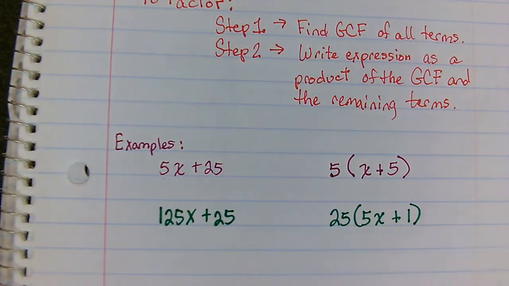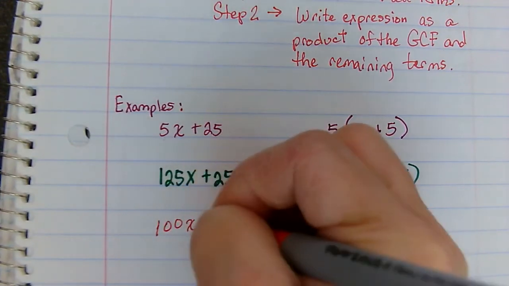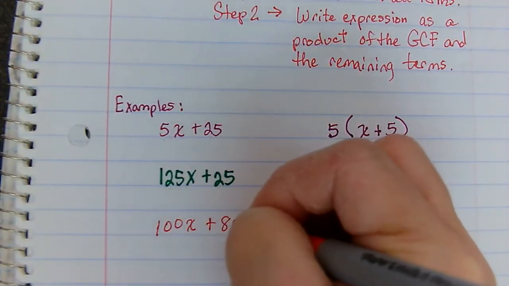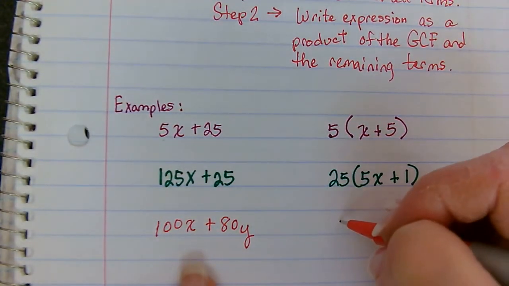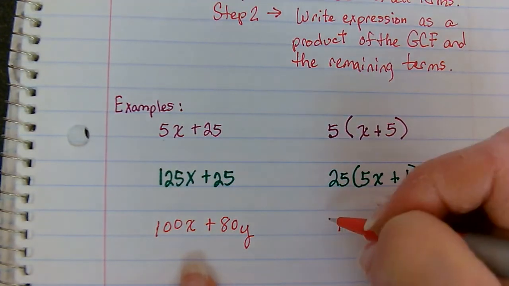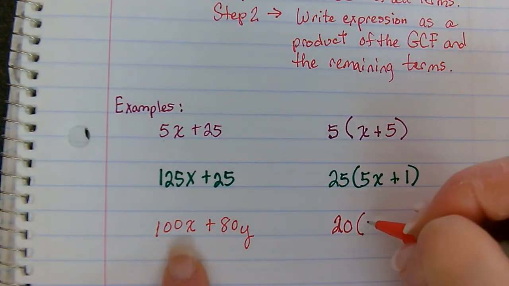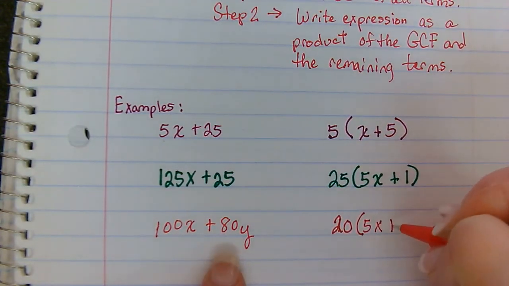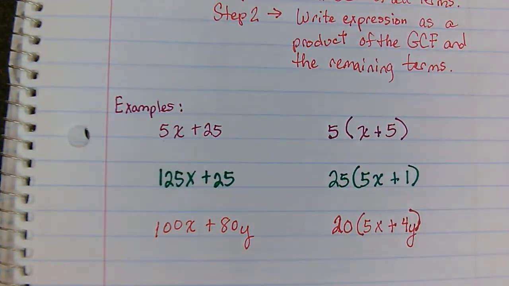Let's try, this time, 100x plus 80y. Alright, well, the largest number that goes both into 100 and 80 is 10, right? Or is there a bigger one? No, 20. 20 goes into it. So 20 to the outside. 100 divide 20 leaves me with 5x. Bring down my plus. 80 divide 20 leaves me with 4. And don't forget to write your y.